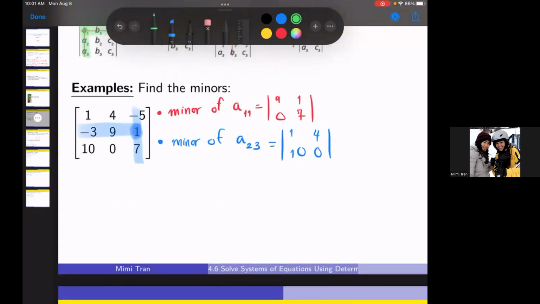One more time, say minor of A32. Row 3, second column. What number is it? 0, right? So cross that out. Cross out its row and its column. So it equals 1, -5, -3, 1. All right, you guys get the idea.